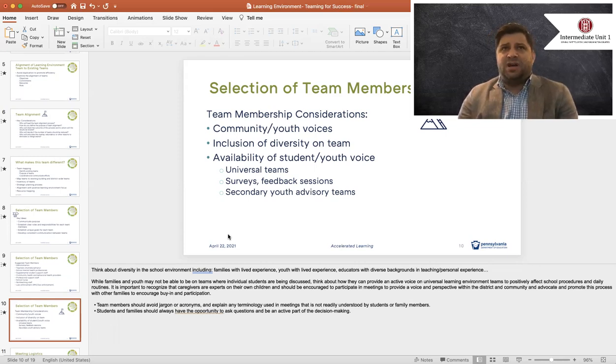And I always tell my staff this, and it's always important to remember that caregivers, whether they're biological parents, guardians, aunts, uncles, whomever it may be, they are the experts on their own children. And we want to encourage their voice as much as possible to provide a perspective within the district, within the community at large. And we want to use them to advocate this process to get other family members to buy in. So that family voice is really important, whatever that looks like.